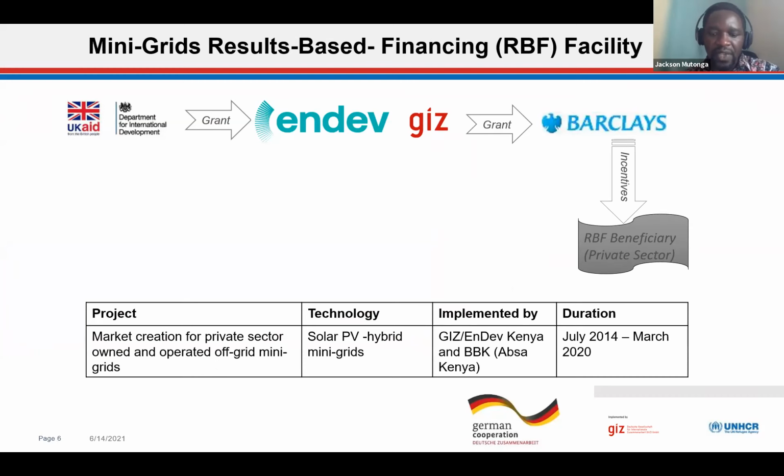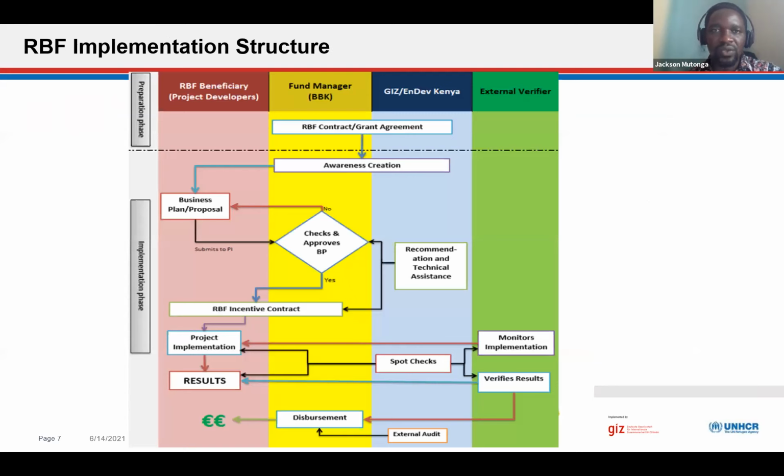So the project which partnered with the private sector to establish the 2 mini grids we'll share about today was called the Results-Based Financing Facility. It was financed by the UK Department for International Development, now FCDO, and through NDEF, and we implemented it through GIZ here in Kenya, and we partnered with a local financial institution, that is Barclays Bank of Kenya. So the idea was market creation of private sector owned and operated off-grid mini grids, and it ran from July 2014 to June 2020.